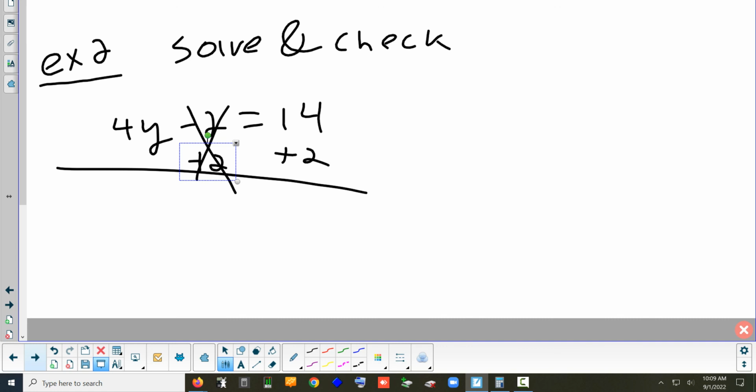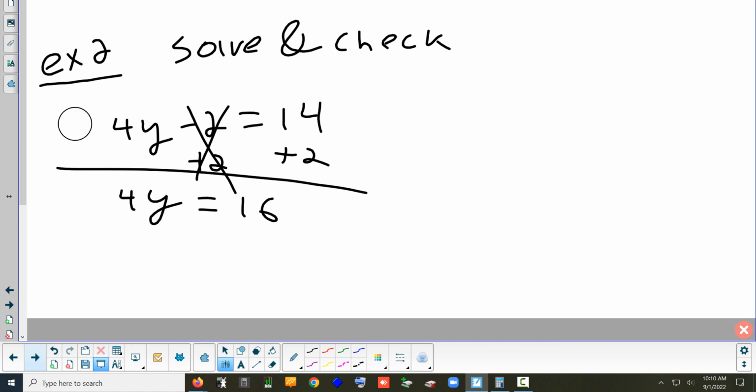So now, Micah, what's on the left side now? Just the 4y. Is the y by itself yet? No, but it's better because at least the -2 isn't there. Right. And now on the other side, we have 14 plus 2. Yeah, go ahead, Brady. 16. 16, good.